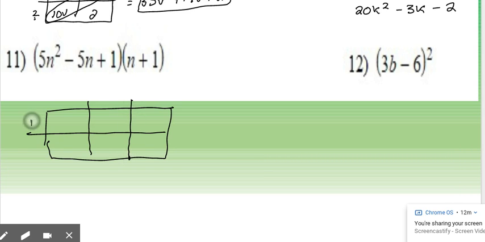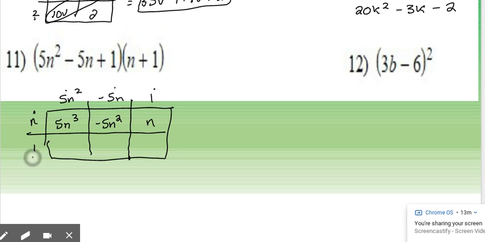So my binomial has to go on the side. Remember that, n plus 1. My trinomial has to go on the top. So starting with the n times 5n squared is 5n to the third. n times -5n is -5n squared. And n times 1 is n.